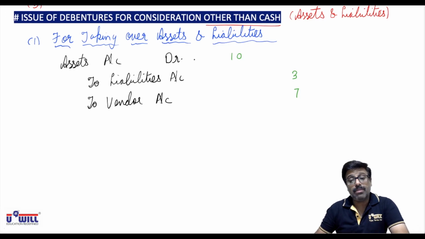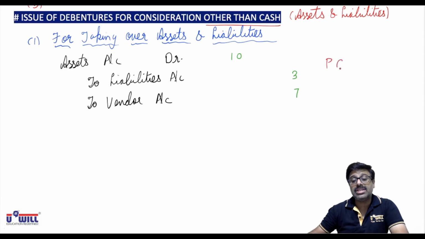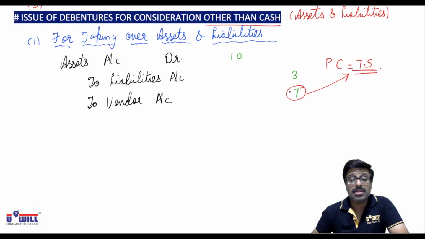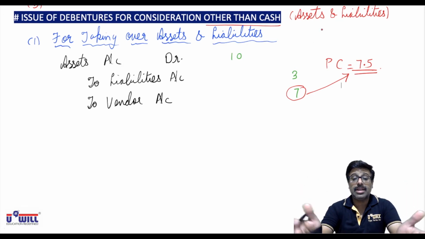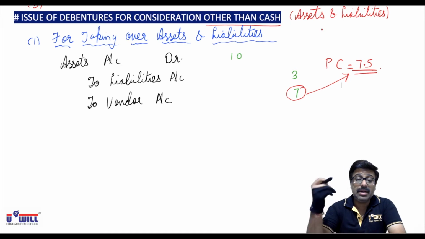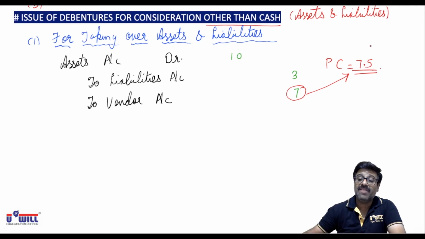Now here there is one important point. You must pay how much amount to the vendor? 10 minus 3, 7 lakhs. But suppose you pay a purchase consideration of 7.5 lakhs. Means against 7 lakhs you are paying 50,000 more. This always happens. Both the parties sit across the table for negotiations. Maybe the other person says 8 lakhs, you say 6 lakhs, and finally the bargaining is done, the deal is done for 7.5 lakhs.